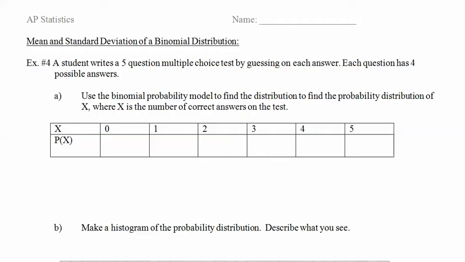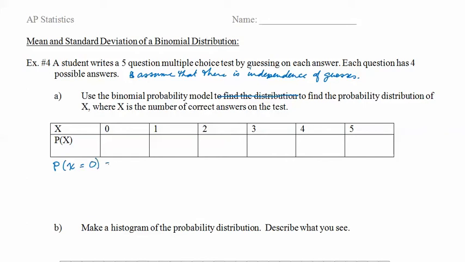So for example 4, a student writes a 5-question multiple choice test by guessing on each answer. Each question has 4 possible answers, and we will assume that there is independence of guesses. So we're going to use the binomial probability model to find the probability distribution of x, where x is the number of correct answers on the test. So the way we will do that is as such.